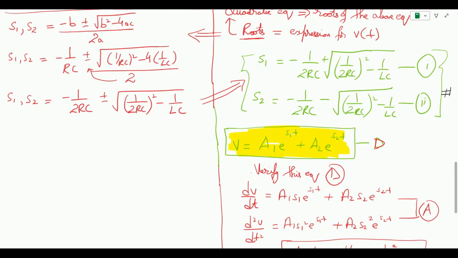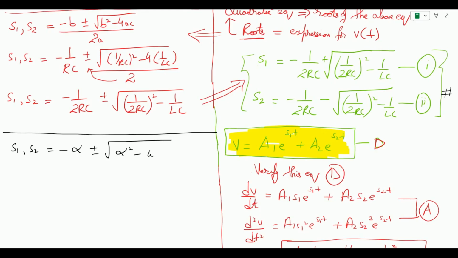Yes, in most of the literature you are going to see an alternate version of equations number 1 and 2, which are the roots S1 and S2. The S1 and S2 equation can also be written in this form, which is minus alpha plus minus the square root of alpha square minus omega naught square. So this expression is also the same as we saw here in equations 1 and 2.